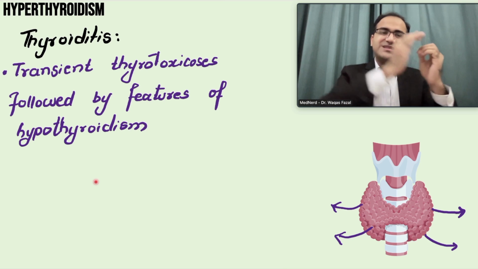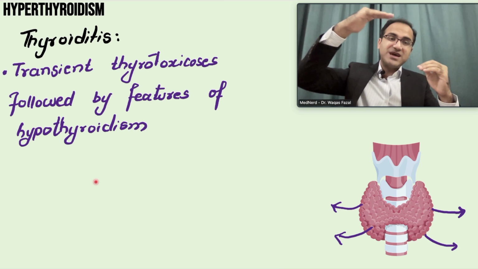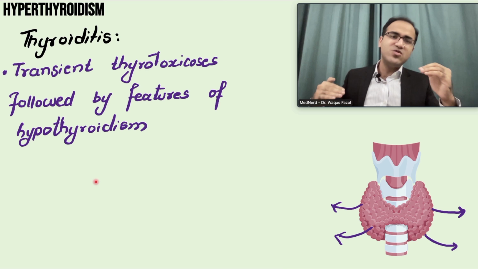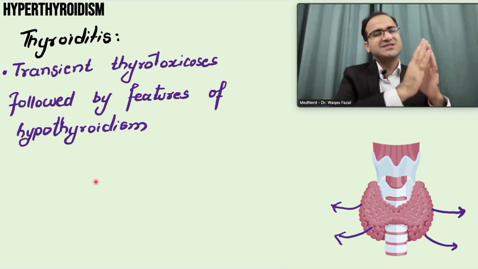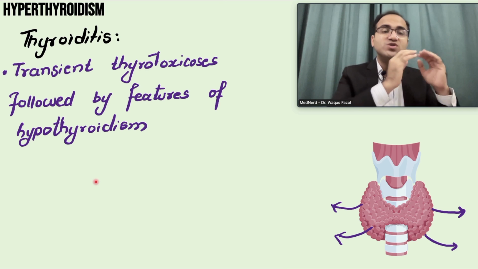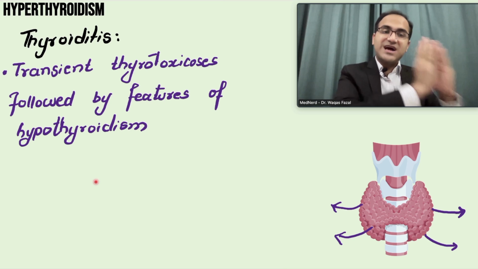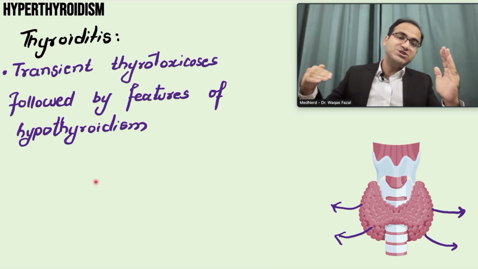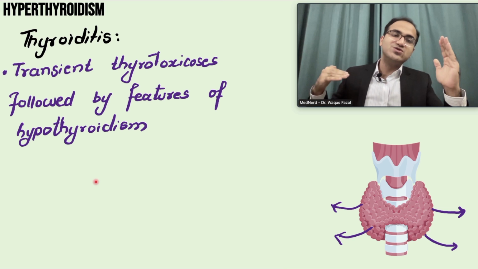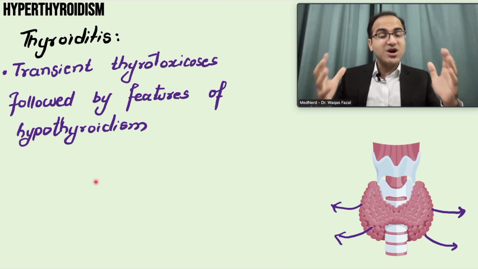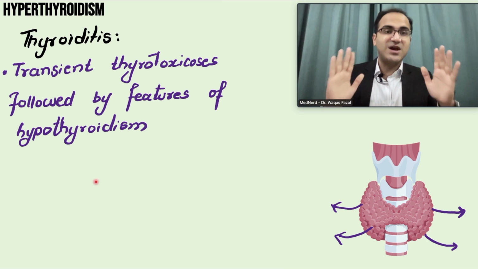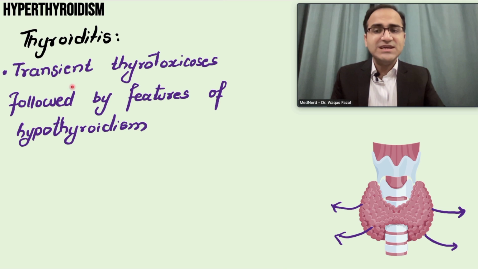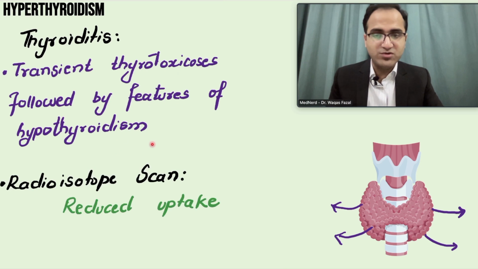But after those signs and symptoms of hyperthyroidism, that patient will ultimately go into hypothyroidism because the thyroid gland is damaged. So initially in patients with thyroiditis, there will be hyperthyroidism, but after some time the patients will develop hypothyroidism due to destruction of the gland. So that is a cause of hypo as well as hyperthyroidism. In thyroiditis, there is transient thyrotoxicosis followed by features of hypothyroidism.